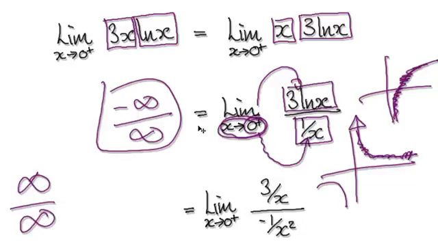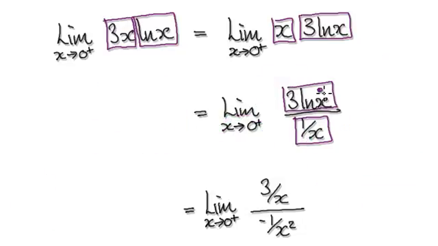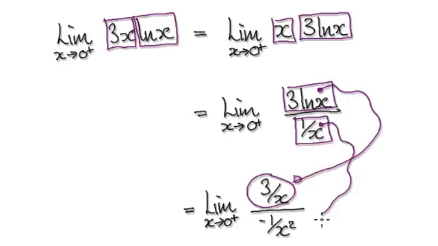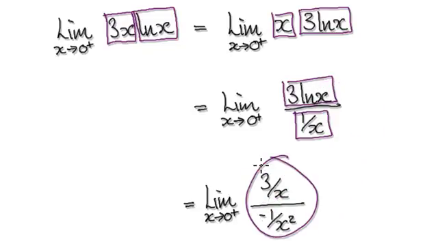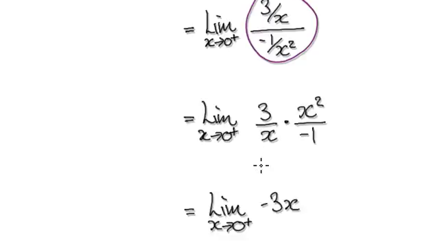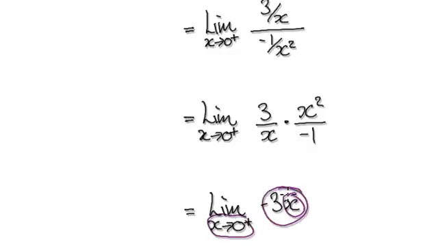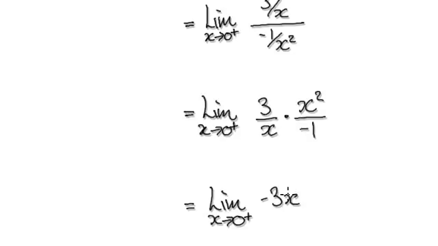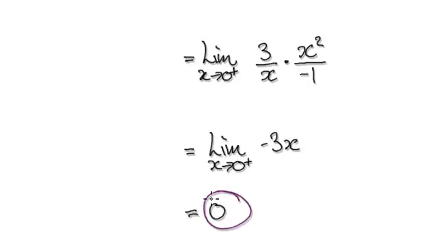So now we can apply L'Hopital's rule. Differentiate this, that will give you this. Then differentiate this, that will give you this. Now tidy this thing up. That will then give you this. So now let's evaluate it. As x tends to 0 from the right hand side, this thing here is going to head towards 0. So the answer here is 0.